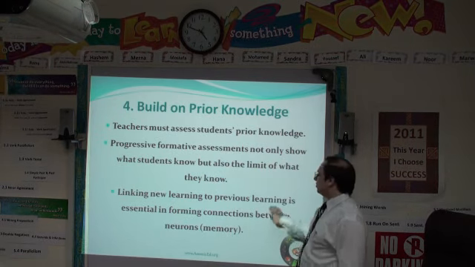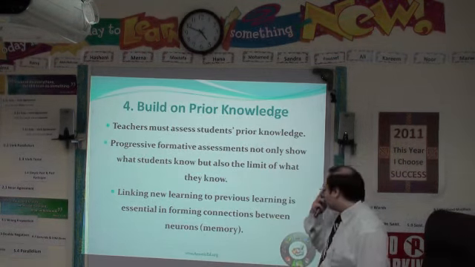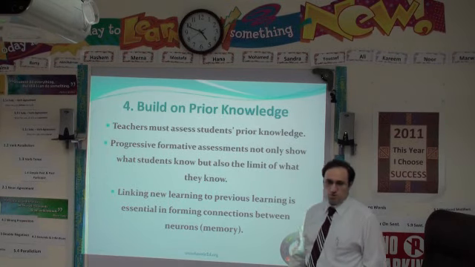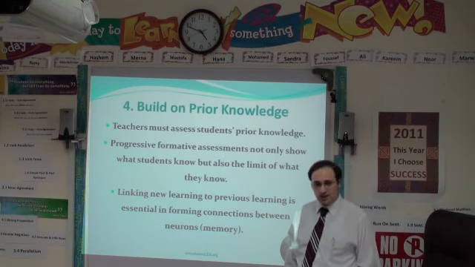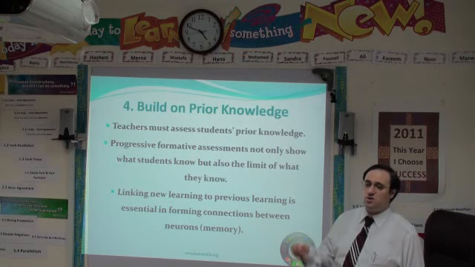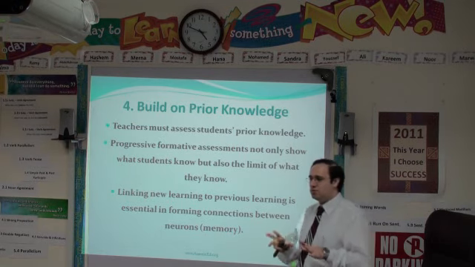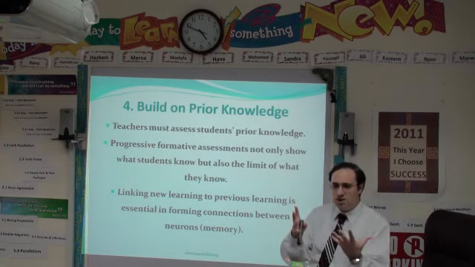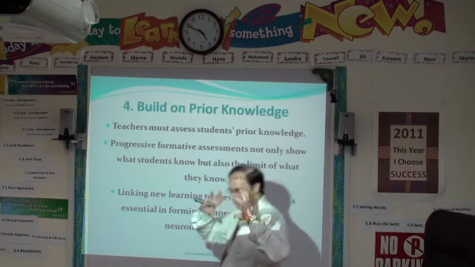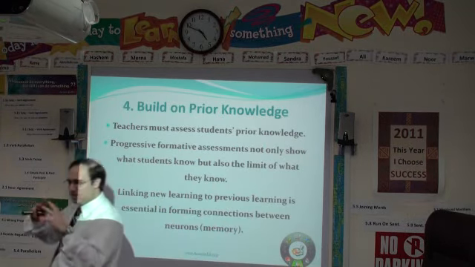Here, linking new learning to previous learning is essential. It forms connections between neurons, which is basically the memory. Remember, like we said last time, our memories are not stored in the neurons and that's it. No, our memory is formed when many neurons connect together, like the orchestra, to make the music, to make sense. This is a memory.